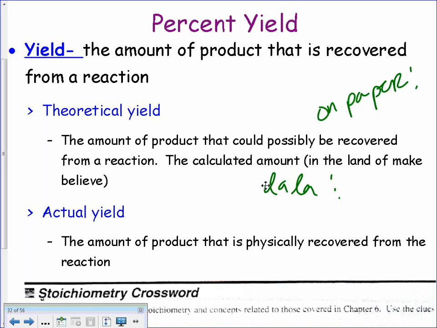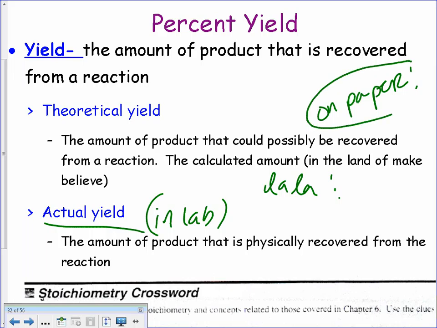So what do we actually make? We call that actual yield. We're not creative with our terms at all, okay? We actually make it in the lab. And that's going to be something you'll see on the paper saying, Matt recovered 10 grams of sodium chloride. He actually made 10 grams of sodium chloride, because that's the terminology used in the problems. So what we calculate on paper, we call the theoretical yield, and the actual yield is what's actually made in the lab.